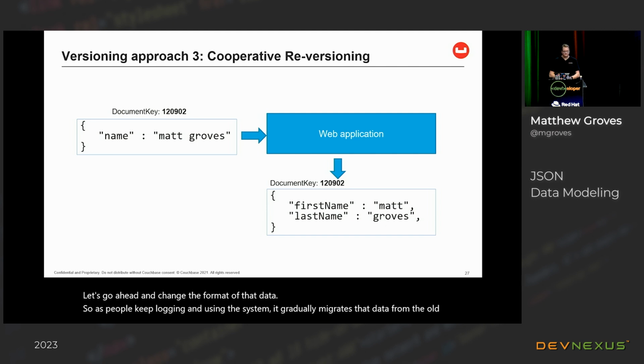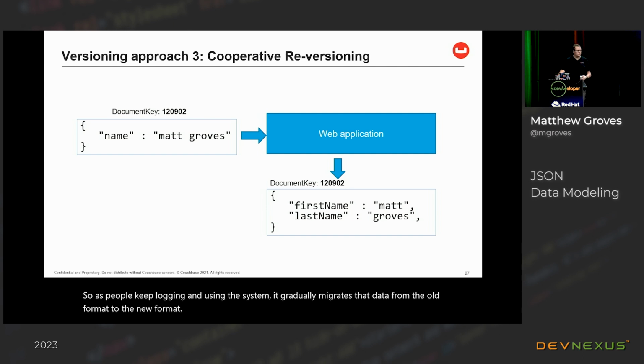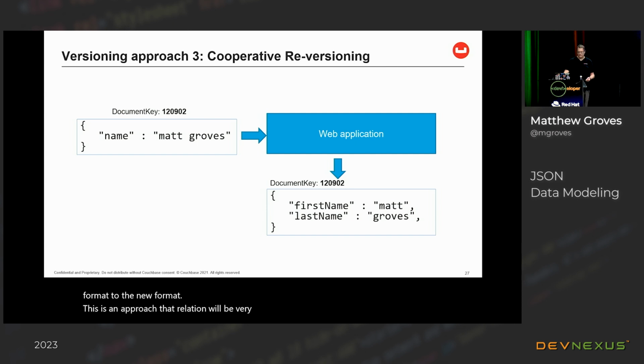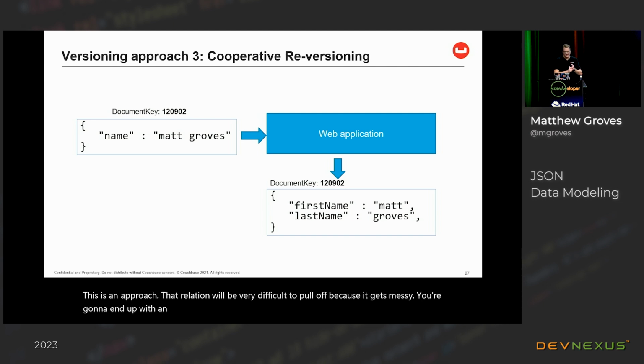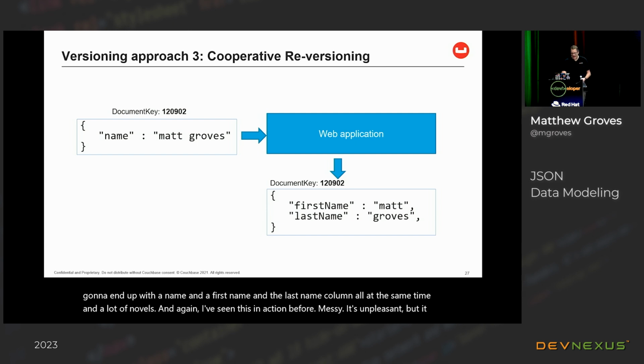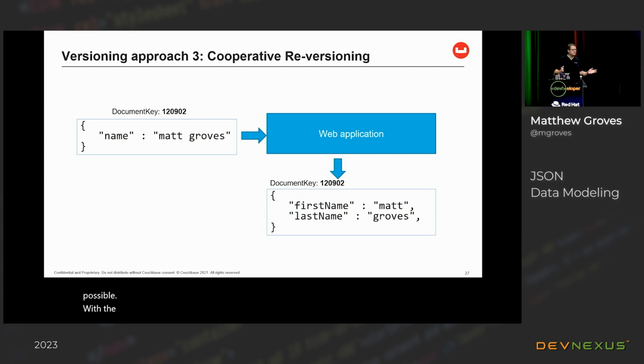the new format. Now, this is an approach that relational will be very difficult to pull off because it gets messy. You're going to end up with a name and a first name and a last name column all at the same time, and a lot of nulls. And again, I've seen this in action before. It's messy, it's unpleasant, but it is possible. With a document database, you don't need those nulls hanging around. Once you convert one document over, you don't need the old one anymore. So you can do it on a per document basis.